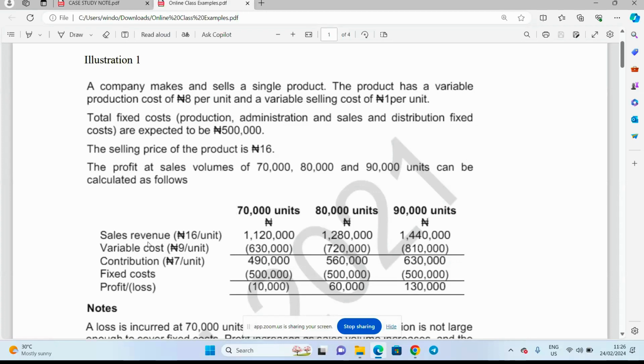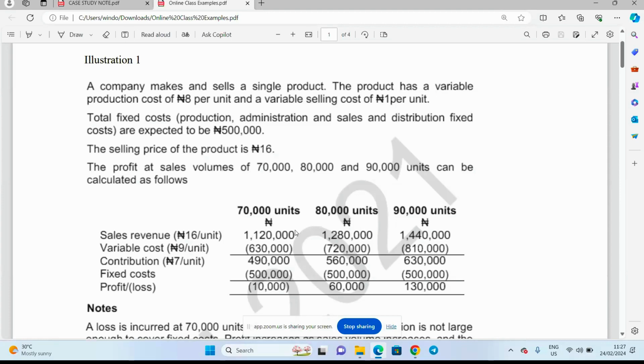What is sales revenue? According to this, the selling price of the product is 16 naira. So if you have a calculator, somebody should calculate 16 naira times 70,000. Another person, 16 naira times 80,000. Another person, 16 naira times 90,000. Once you get it, unmute your mic and tell us. 16 times 70,000 will give us 1,120,000. So that is where this one is coming from. Another person, please. The second one, 1,280,000. Thank you. Another person. 16 times 90,000 is 1,440,000. Thank you.